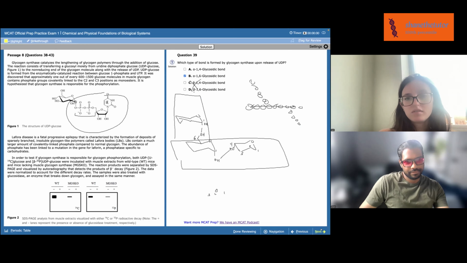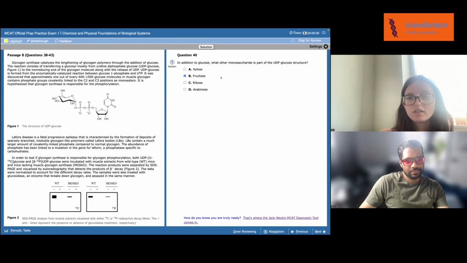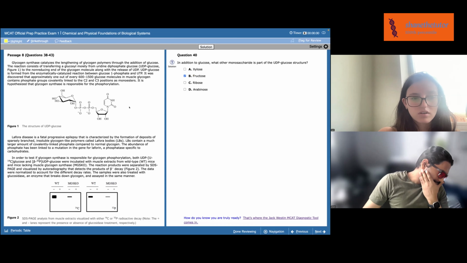All right. In addition to glucose, what other monosaccharide is part of the UDP glucose structure?